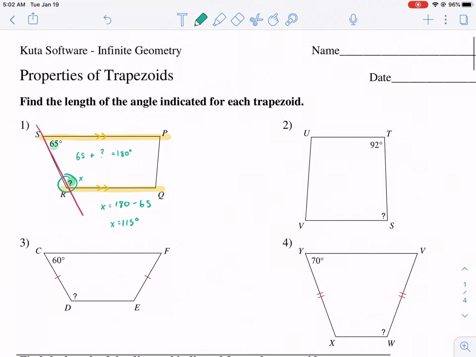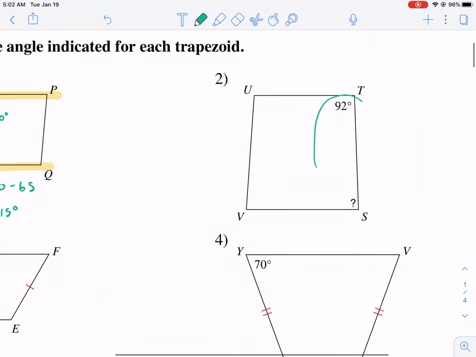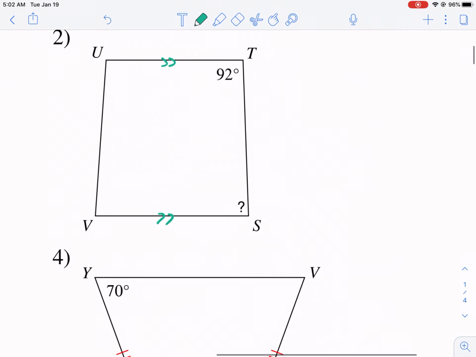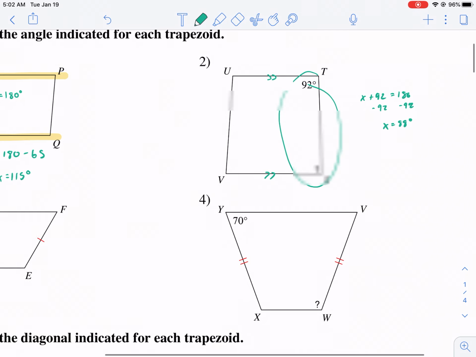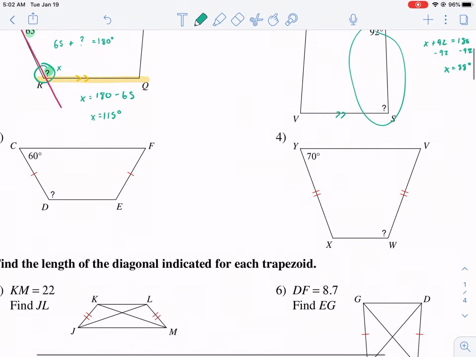It's going to be the same thing over here. Well, we need to identify our parallel lines first. You just have to go based on appearances for this one. So then we have 180 minus 92. So we have x plus 92 equals 180, if you want to put it into equation form. Minus 92, we get x equals 88 degrees. And that's all we do for each one.